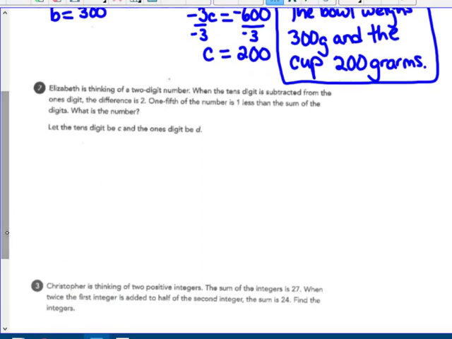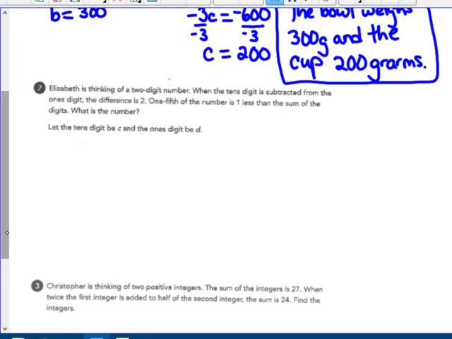Elizabeth is thinking of a 2-digit number. So it has a tens and a ones place. When the tens digit is subtracted from the ones digit, the difference is 2. Well, that's an equation. 1/5 of the number, the whole 2-digit thing, is 1 less than the sum of the digits. Oh, what is the number?